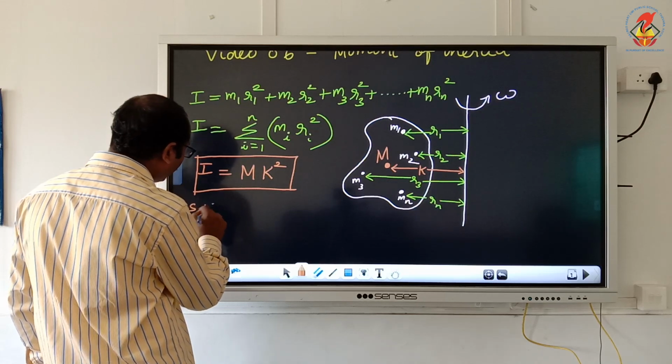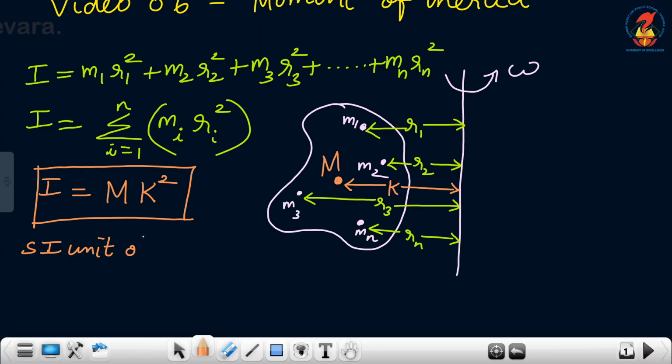Now, what is the SI unit of moment of inertia? Mass is kilogram. k is the radius of gyration, which is a radius, so meter. So kilogram meter square. That is the SI unit of moment of inertia.